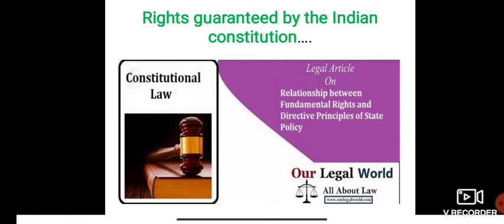Some rights can be exercised at a certain age only. Not every age group can acquire every right. For example, the right to vote is granted only to a person who is 18 years old. The right to contest election is given to citizens who have reached the age of 25. So please take note of that.